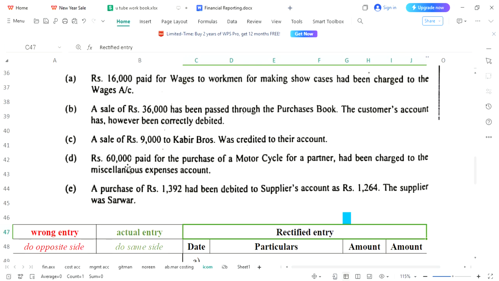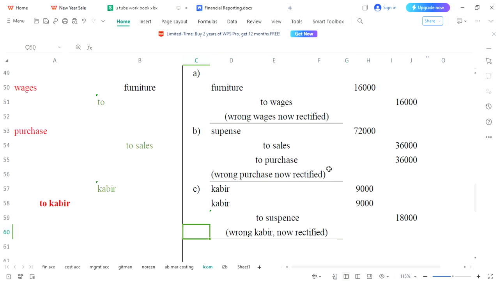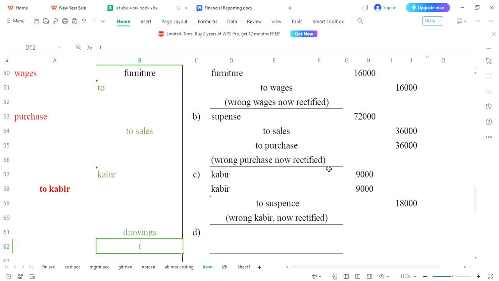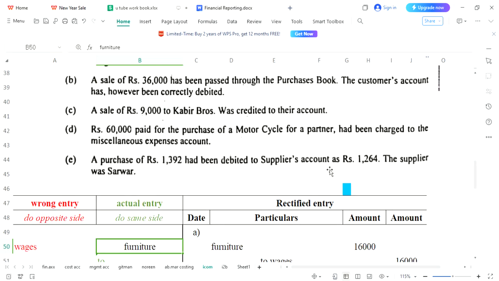60,000 paid for purchase of motorcycle for the partner. Partner means owner. So if you buy anything for the owner's personal use, that would be considered as drawings. This is our D entry. Alright guys, so actually it was drawings which should be written on debit side, but what happened? It had been charged to the miscellaneous expenses.